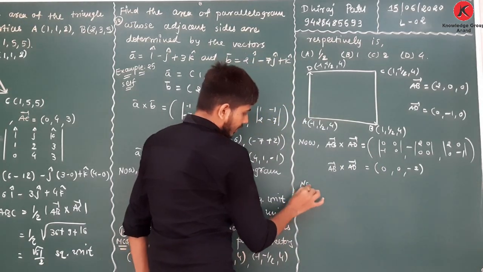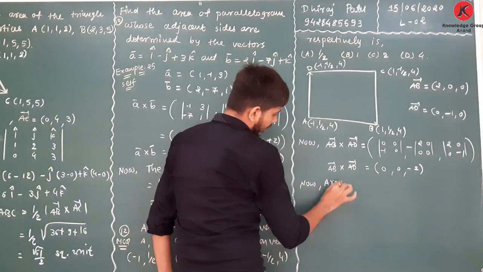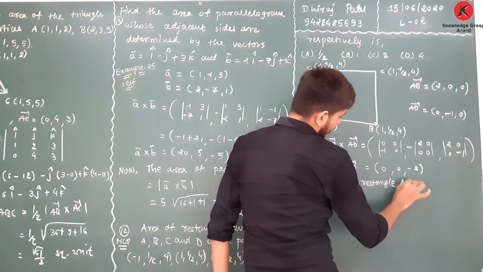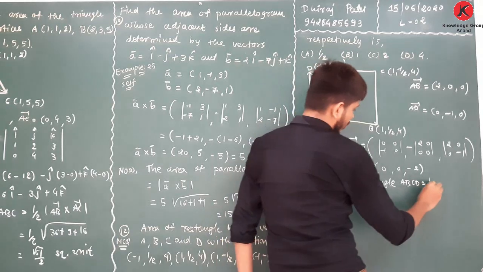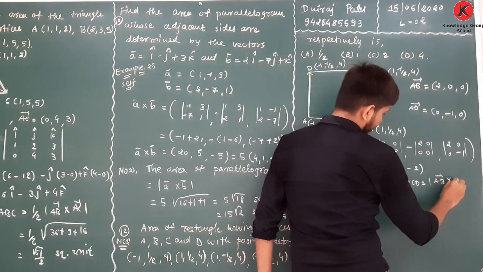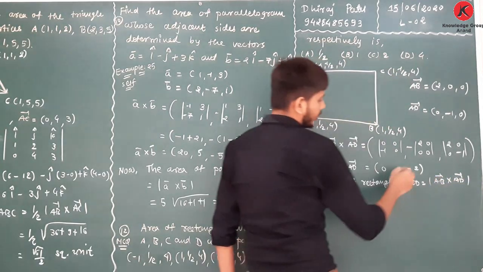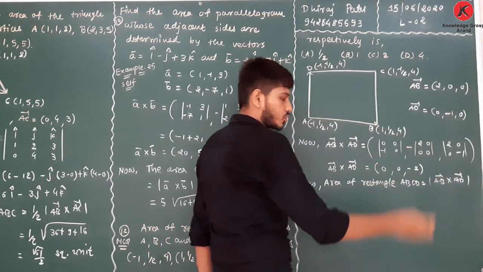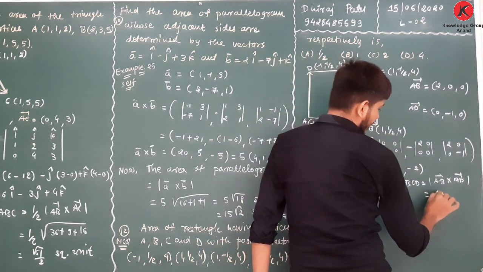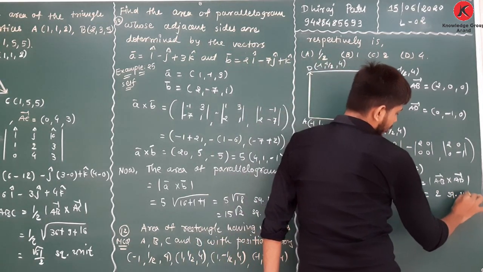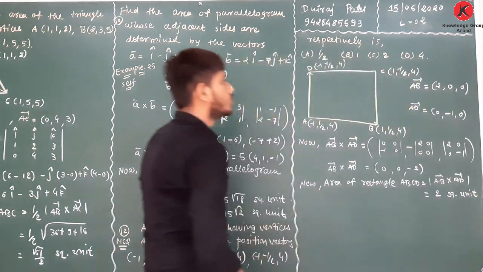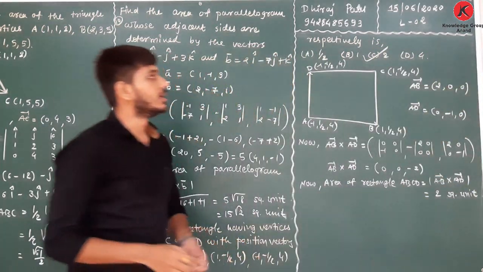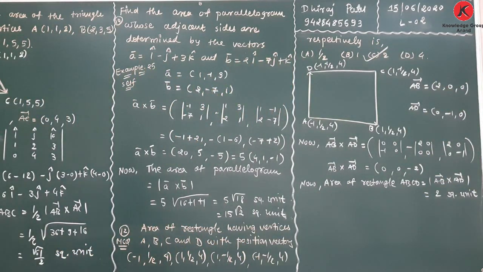Now area of rectangle ABCD is equal to magnitude of AB cross AD. When you calculate its magnitude, √(0² + 0² + (-2)²), the answer will be 2 square unit. The answer is 2 square unit. Therefore our right option is option number C. Answer: 2 square unit.